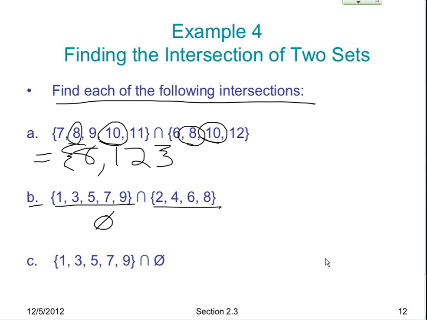For C, we have 1, 3, 5, 7, and 9. We want to intersect that with the empty set. Remember, another way of writing the empty set is braces with nothing in the middle. So we look at what's inside this set, 1, 3, 5, 7, and 9, to see if it's inside this set. And there's nothing in there, so there is no intersection. The intersection would be the empty set.